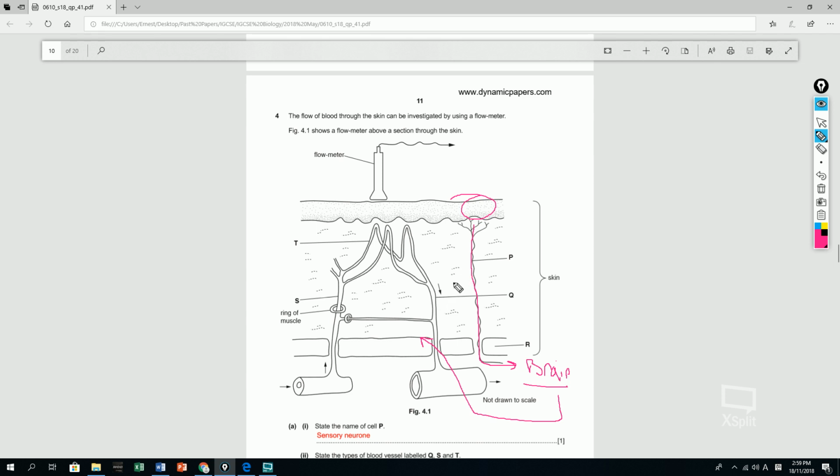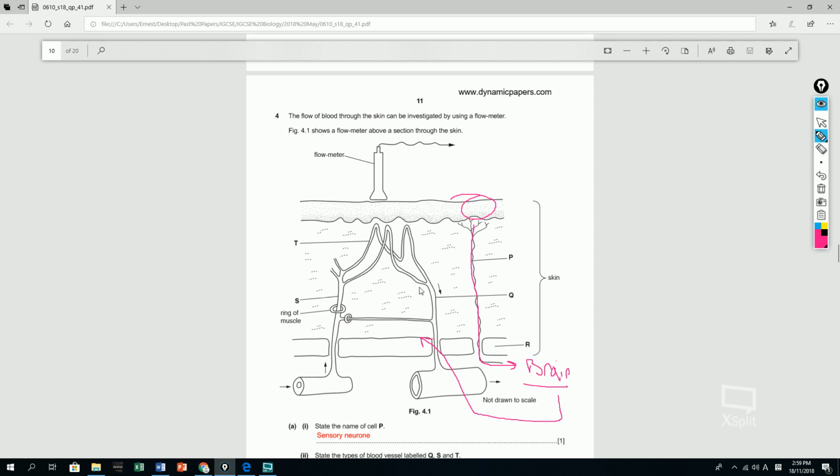And the reason for that is because if you are hot, you need to maximize the amount of blood flowing to the capillaries, because the closer you bring blood to the skin, more heat from the blood will radiate out to allow the body temperature to cool down.